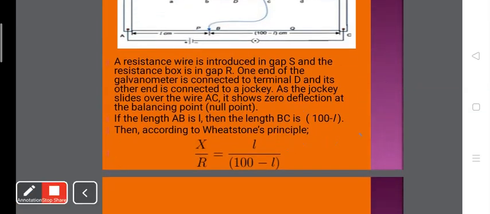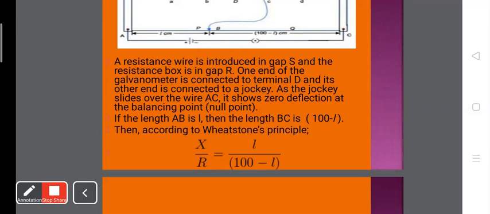Now, comparing it with the Wheatstone bridge circuit. The resistance wire is introduced in gap S and the resistance box in gap R. One end of the galvanometer is connected to terminal D and its other end is connected to the jockey. Clear? As the jockey slides over the wire, it shows zero deflection at the balancing point, that is the null point. So if L is the length of AB, then the length of BC is given by 100 minus L, as I told you.